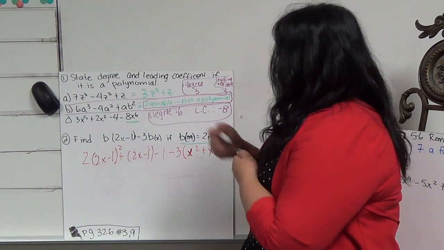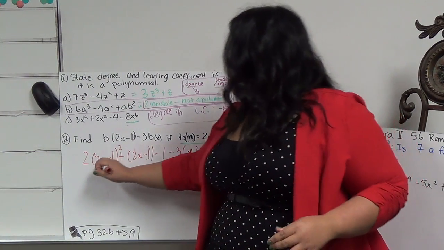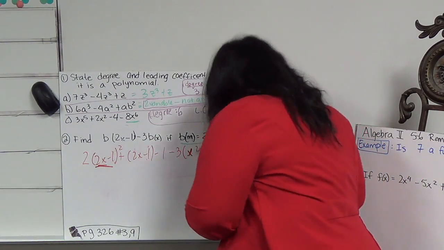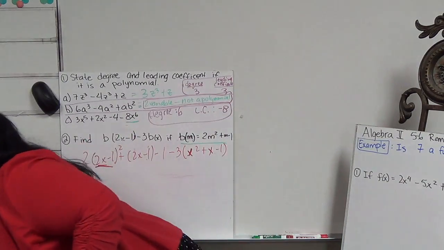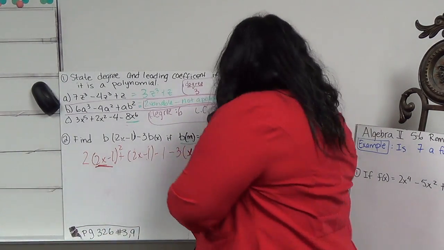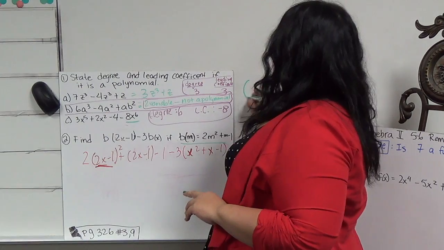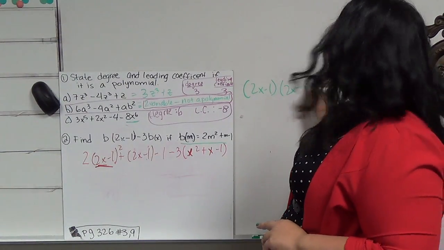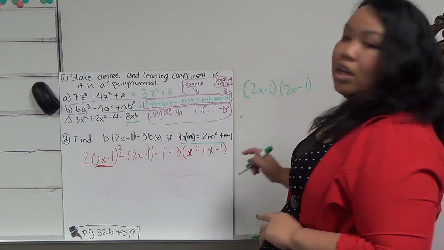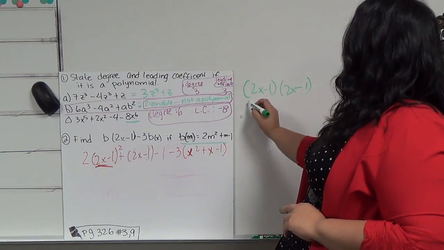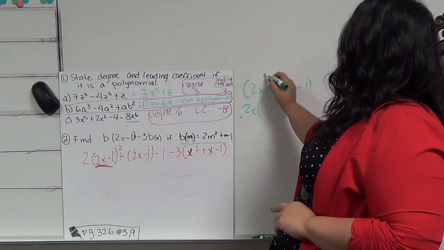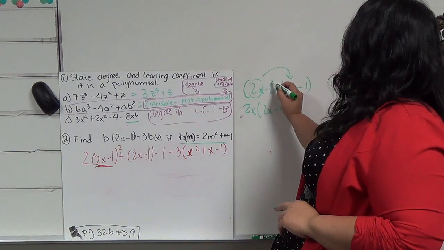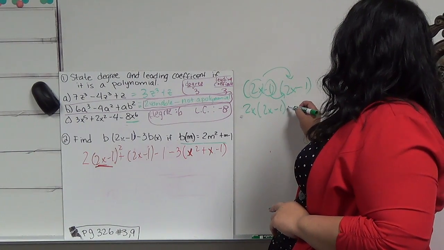So I'm going to go ahead and solve. The first thing I'm going to do is 2x minus 1 here. Look at all my pretty colors. So I'm going to do it right here, 2x minus 1 times 2x minus 1. Right? And I'm going to go ahead and multiply. So 2x times the whole thing. And then -1 times the whole thing.